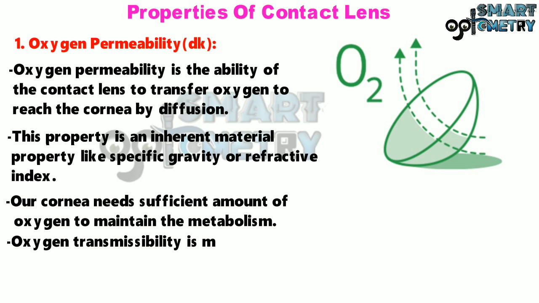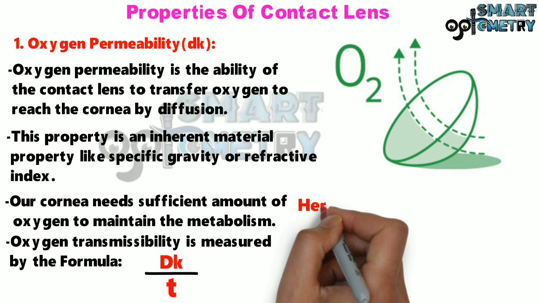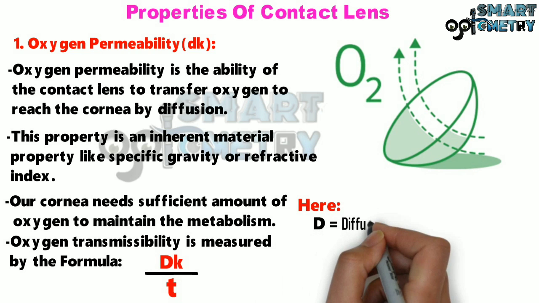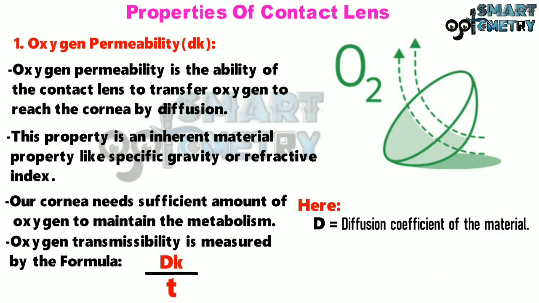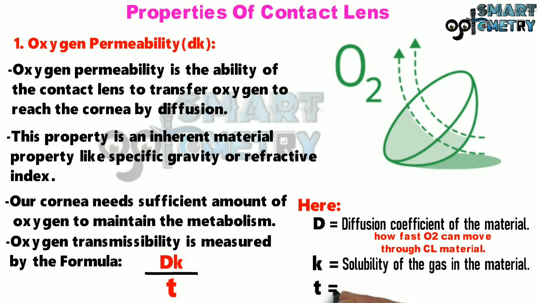Oxygen transmissibility is measured by the formula Dk/t. Here D is the diffusion coefficient of the material, meaning how fast oxygen can move through the contact lens material. K is the solubility of gas in the material. t is the central thickness of the contact lens.